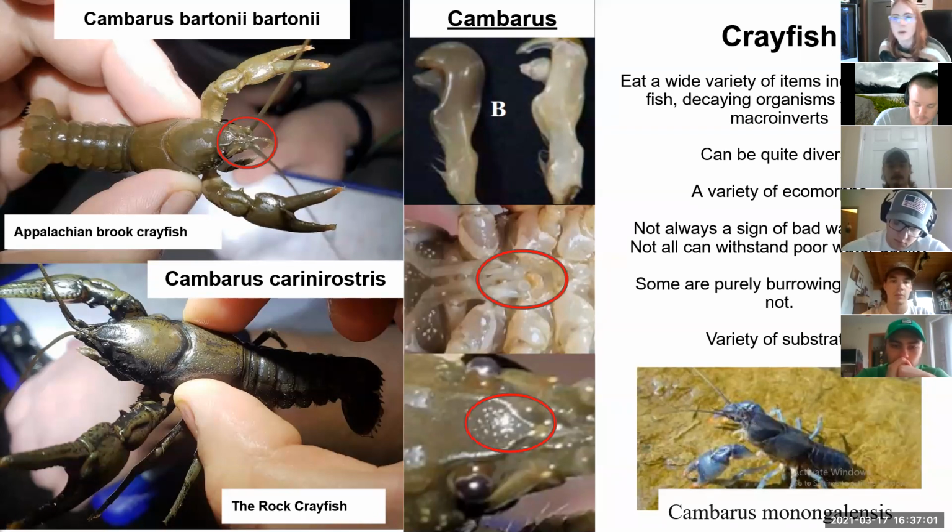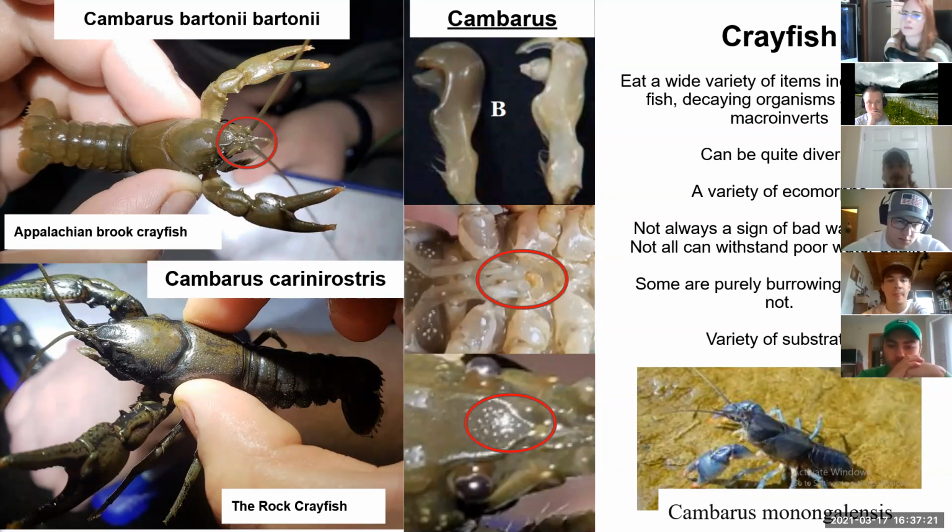Crayfish eat a wide variety of items, including small fish, decaying organisms, and other macroinvertebrates. When I'm catching them in the stream, we take a minnow trap and bait it with chicken parts. Then we let those sit, and I'll come back to sometimes like 60 crayfish just crawling all over these chicken parts. So it's pretty cool to see.